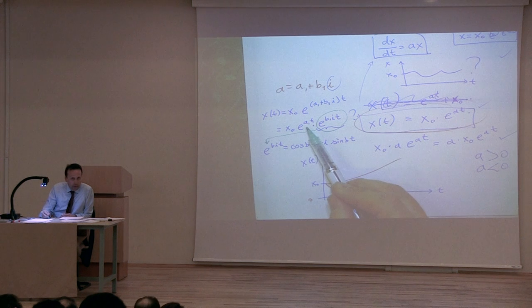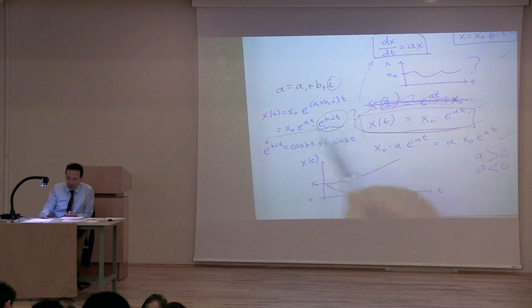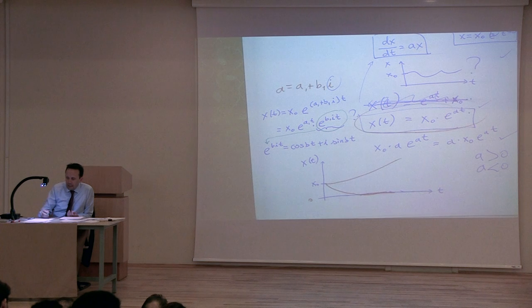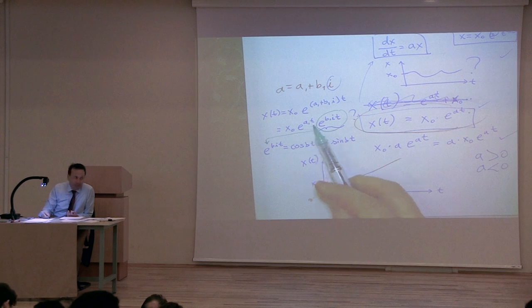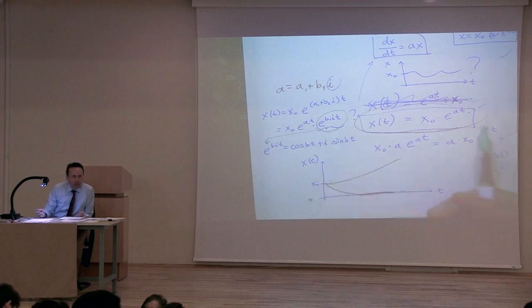But for this part here, A1 is very important, because if A1 is positive, then the oscillation will be multiplied with something that is increasing. If A1 is negative, it will be multiplied with something that is going to 0. And as t goes to infinity, this term will go to 0, and it will be multiplied with an oscillation, so it will be basically 0.